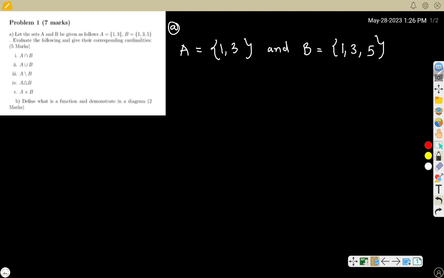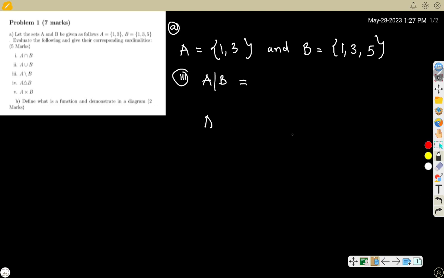So III, A slash B. What does this mean in sets? It means what are the elements in A that are not in B. That is the meaning of this representation in sets. Or it's a set difference, A minus B.